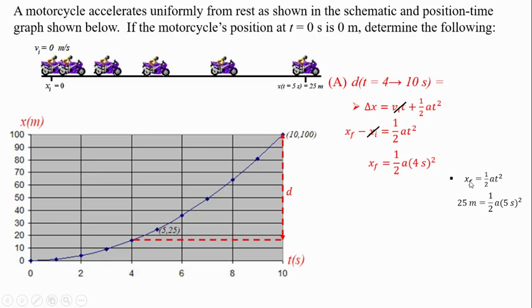So what I can do is I can use xf as 25 meters because it's given to me. And then I can plug in 1/2. Again, just carry down. A, I don't know what a is, so I need to find what a is because the graph shows that it's a parabola, parabolic function, quadratic function. So I know it's going to accelerate.